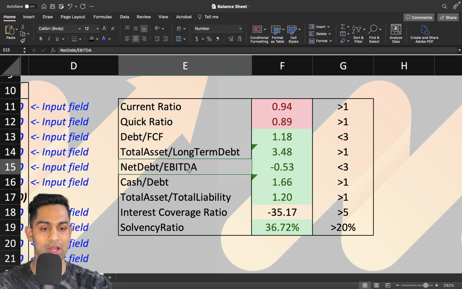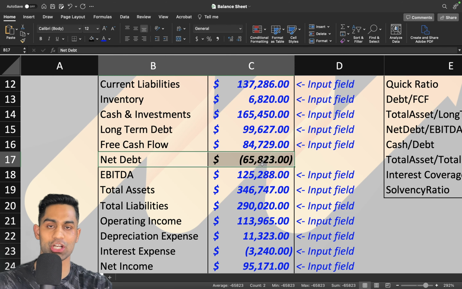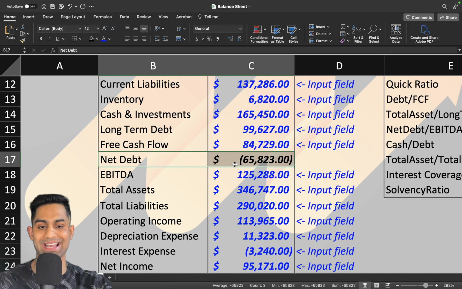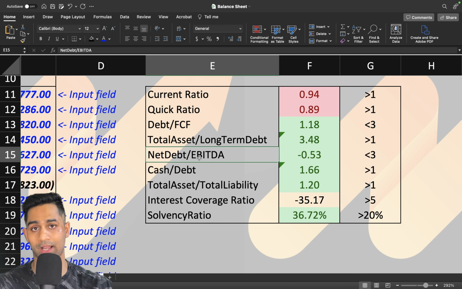Perfect. Way to go. Now, when it comes to net debt over EBITDA, so net debt, as we calculated earlier, is simply debt minus cash, right? So if this number is negative, then we can skip past net debt over EBITDA. It's not going to matter. Why? Because the company has more cash than debt on the balance sheet to begin with. So we don't really need to focus on EBITDA.